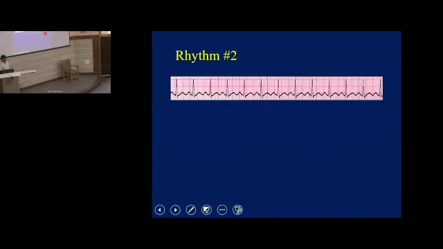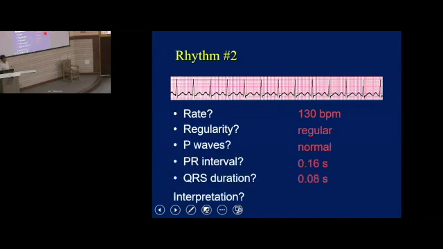What is the interpretation? Everything is normal except the increased rate. So what is the rate here? About 150. It is about 140 to 150. Two big squares are there, almost two big squares. So 300 divided by 2 is about 150, around that. So everything is normal. The rate is about 130, okay? And the rest of the things are normal. So what is the interpretation? Sinus tachycardia. Right? Is it clear?